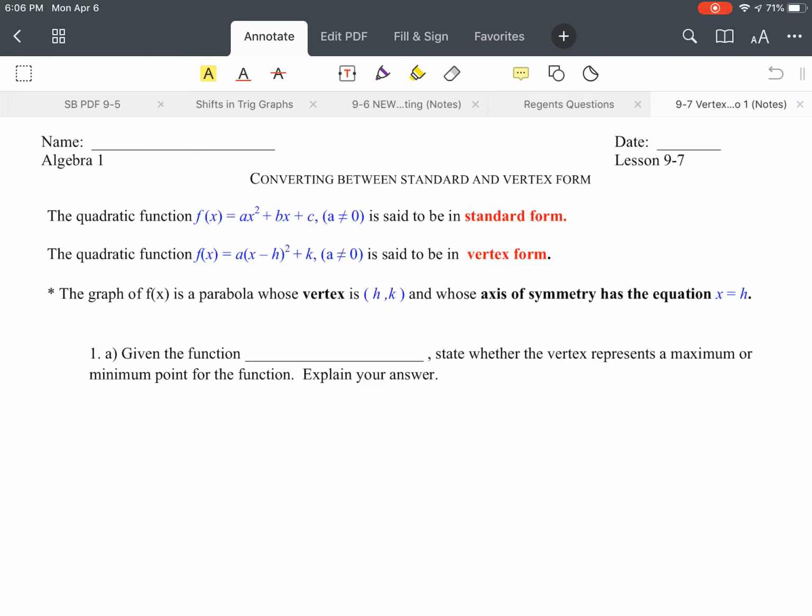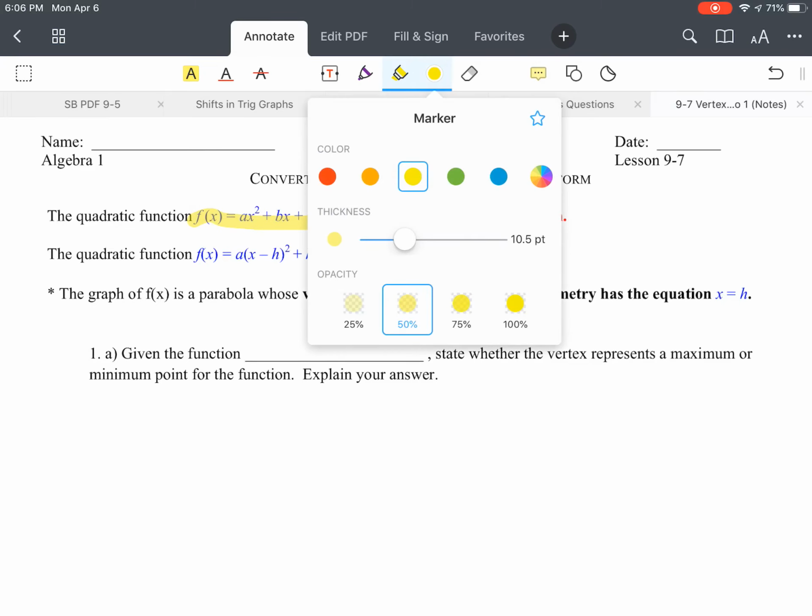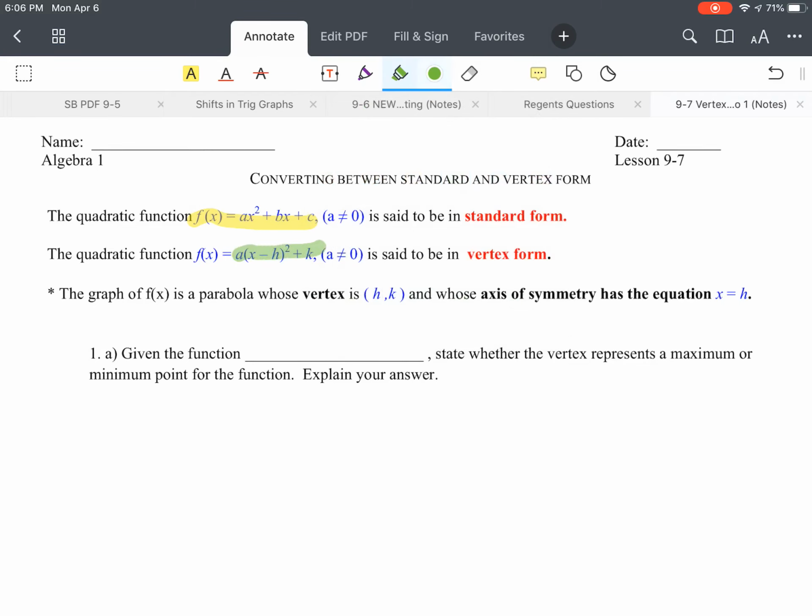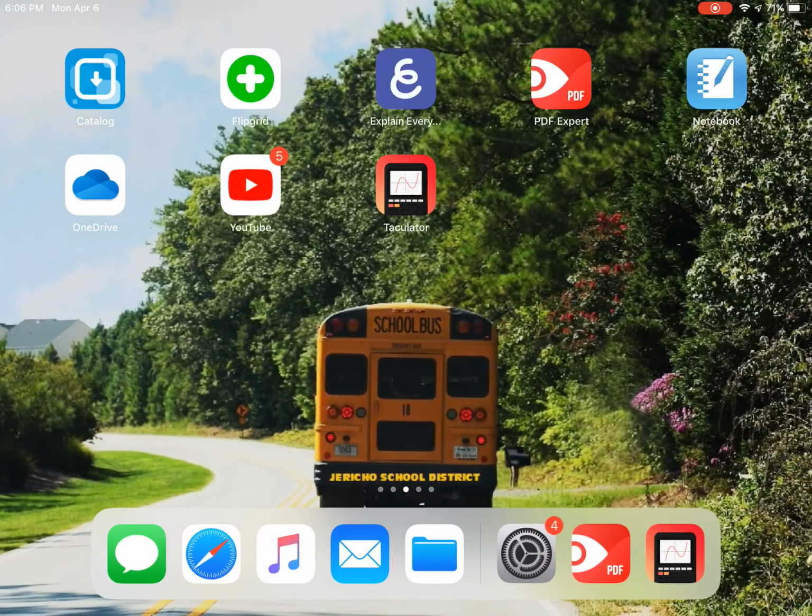And we know what standard form looks like when it's all multiplied out, and we know what vertex form looks like. Okay. So number one, it's not written in, so we'll fill it in right now. It says, given the function, and then you need to fill this in. So y equals negative x squared plus 8x plus 9. State whether the vertex represents a maximum or a minimum point for the function. Explain your answer.